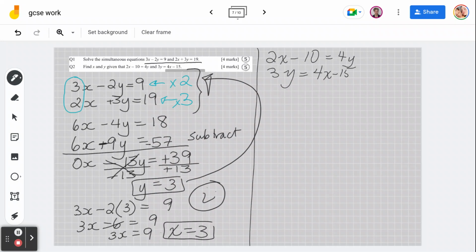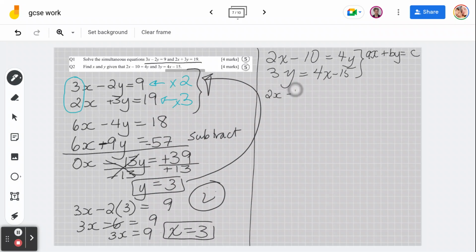Okay, question 2. Find x and y given that 2x minus 10 equals 4y and 3y equals 4x minus 15. Remember, we need to change these so that they look like ax plus by equals c. That's how we will need them. So our first formula looks like this.